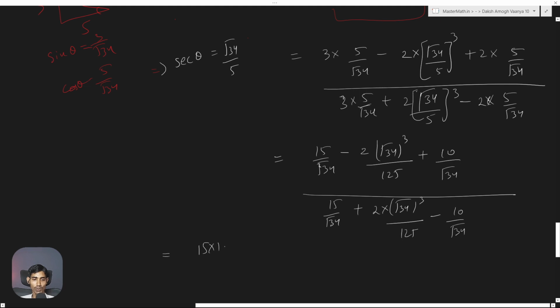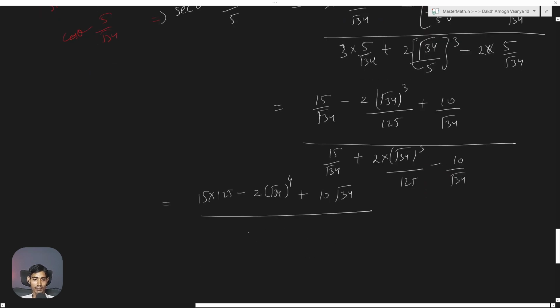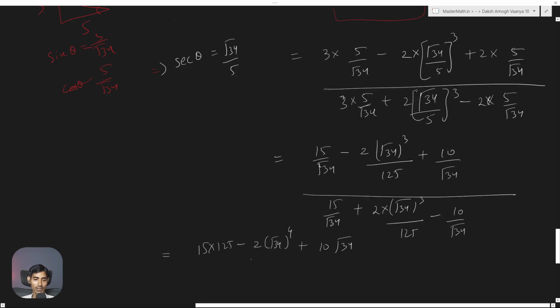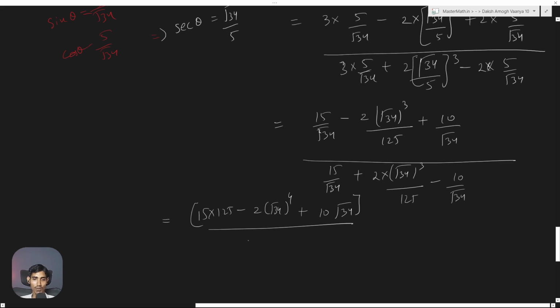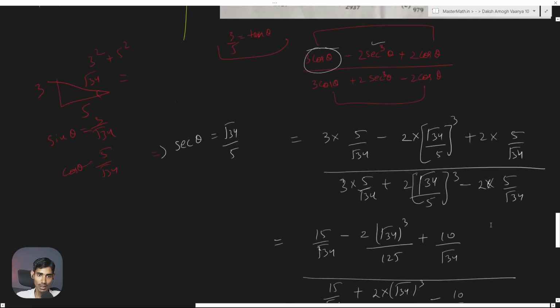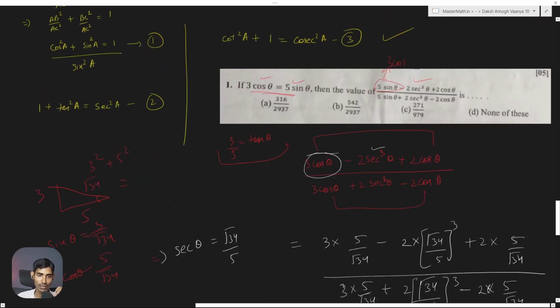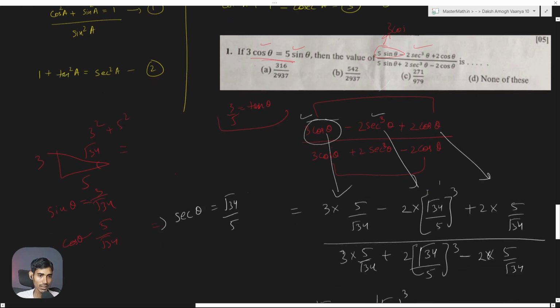So this is 15 into 125 minus 2 root 34 power 4. A lot of students might face difficulty here. And okay, the LCM is 125 root 34. See, I put the value of sine here, instead of this 5 sine theta I took as 3 cos theta. I put the values of each of this. So this shouldn't be a problem after getting the tan theta.